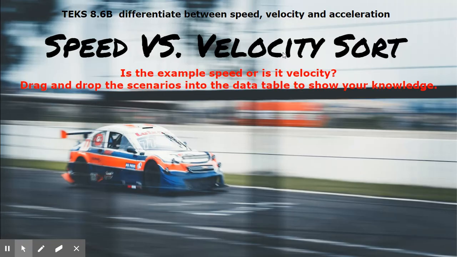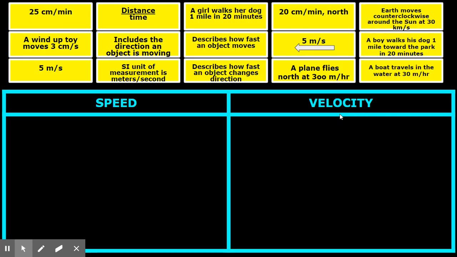Speed versus velocity sort. Is the example speed or is it velocity? We're going to drag and drop scenarios into a data table to show our knowledge. So which cards are representing speed and which cards are representing velocity?